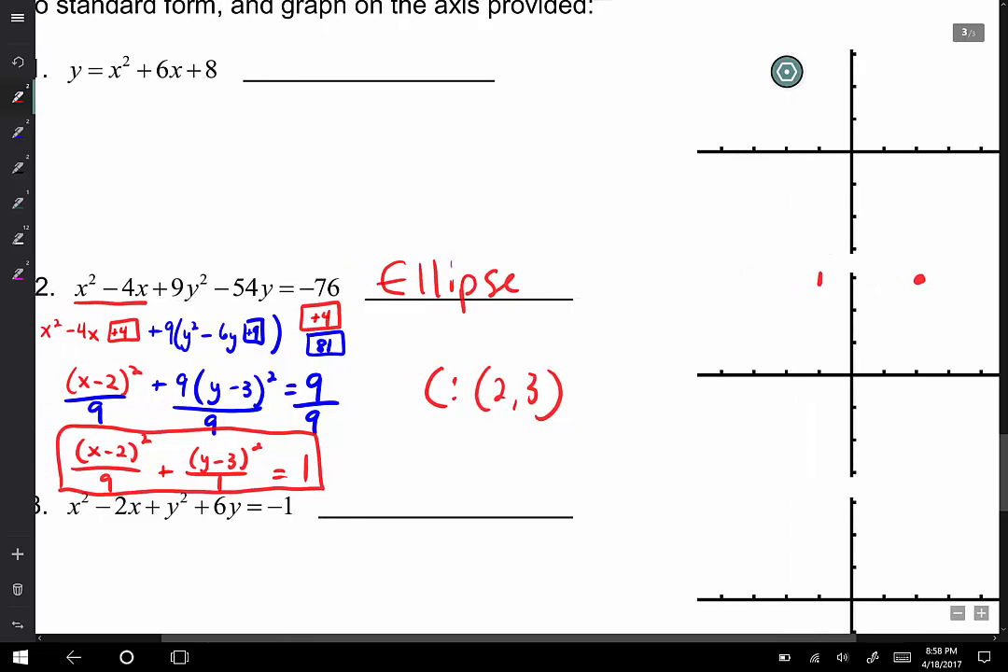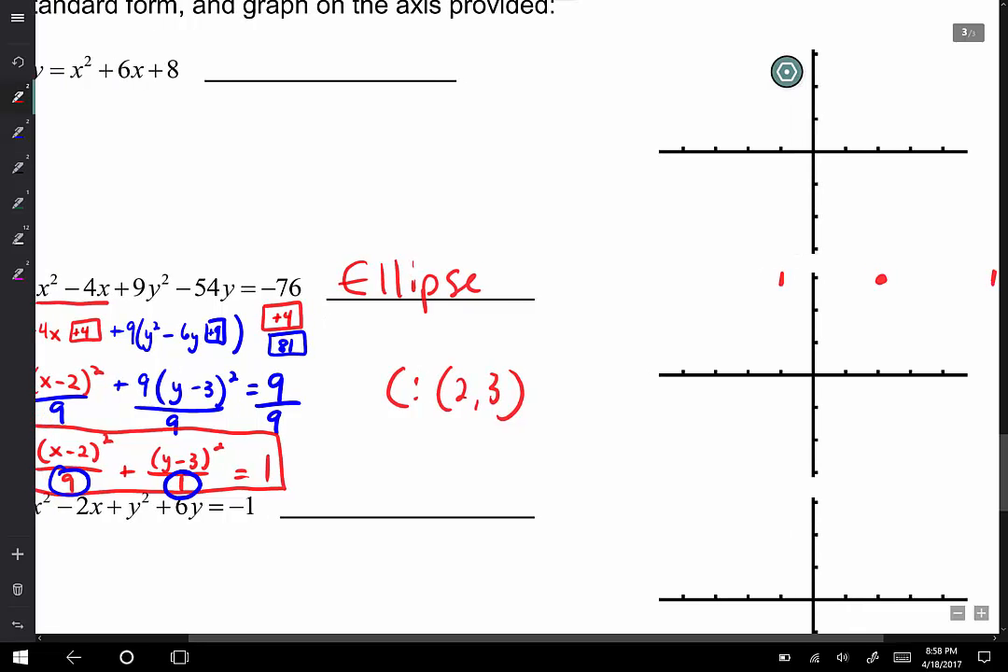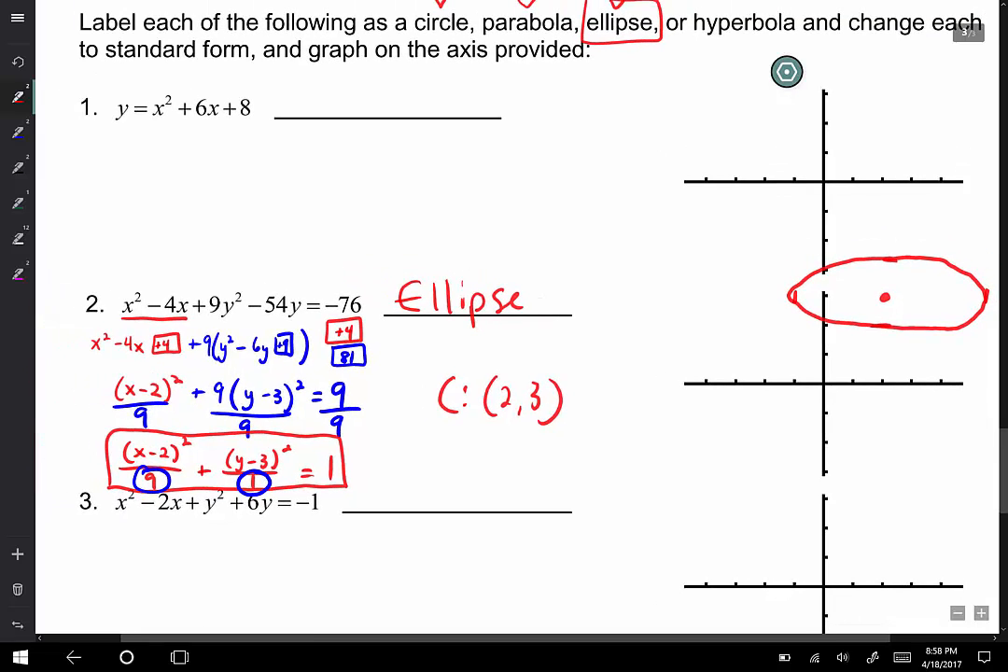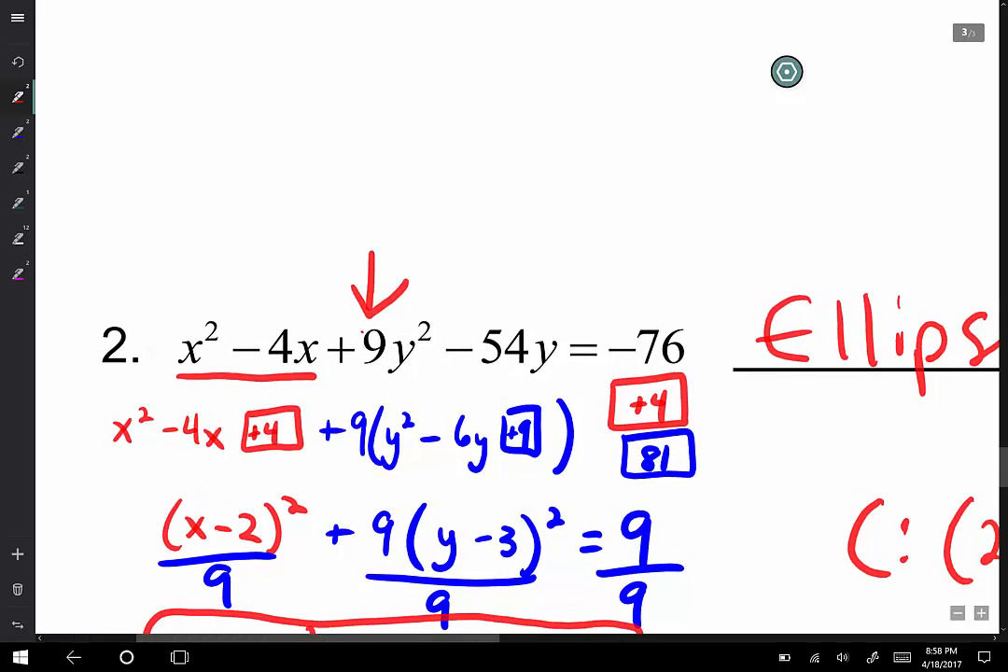Because remember, the number that is under the x, so this 9 right there, that determines how long the ellipse is. This number right here determines how tall. So it's 1 tick mark tall. So 1 and 1. So this looks like it's kind of a long and slender ellipse like that. Okay? I hope that helps. With ellipses completing the square, the tricky part is having to factor out that number, and then remembering to multiply it again when you move it to the other side.